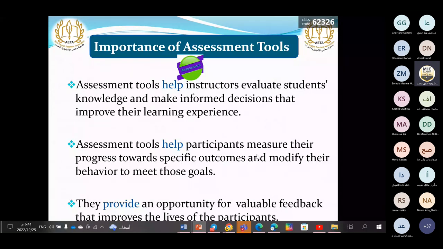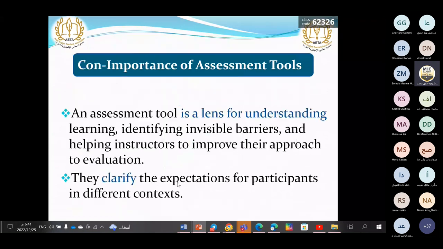They also help participants measure their progress towards outcomes. They provide an opportunity for valuable feedback.